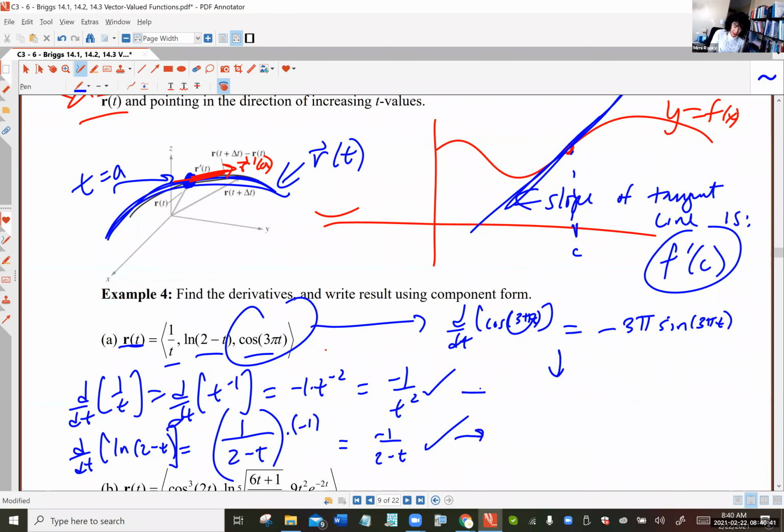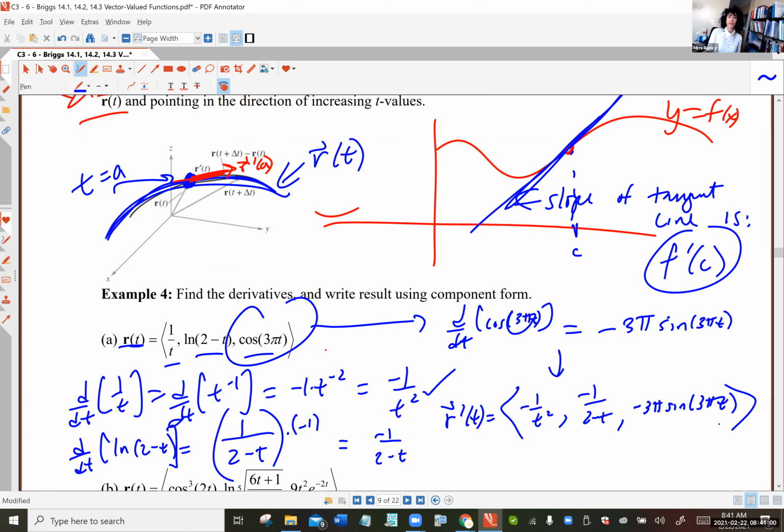So for your final answer, you're going to want to put your r prime into component form. Here I go. r prime of t is going to equal -1 over t squared, comma, -1 over 2 minus t, comma, -3 pi sine 3 pi t. And I'm done. I just found the derivative of a vector valued function. Success! Yay! Questions so far?